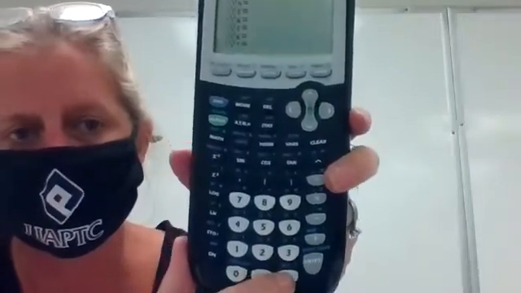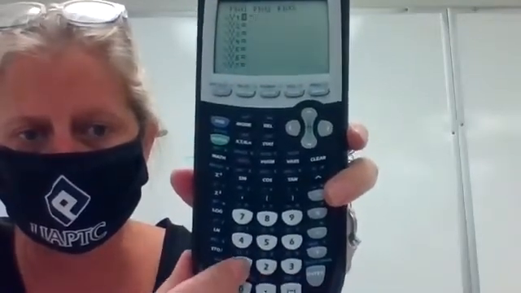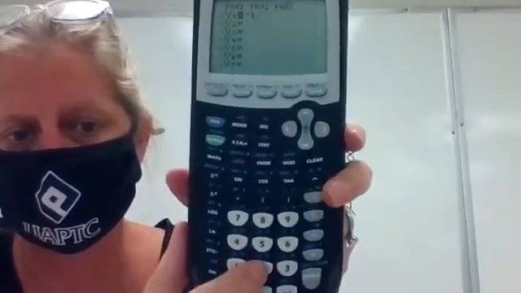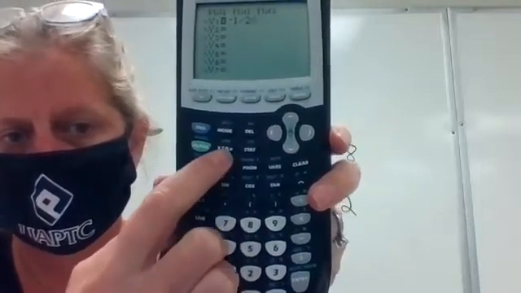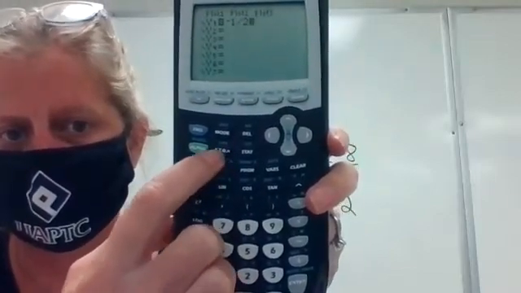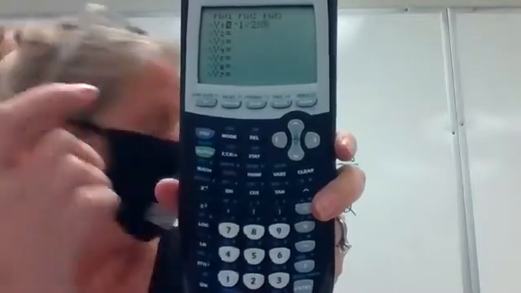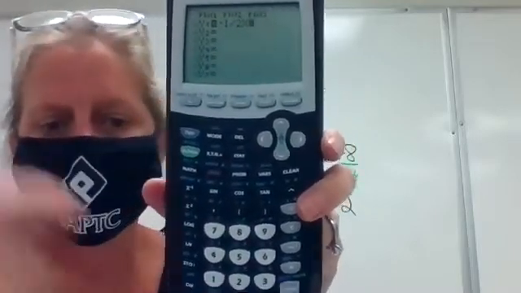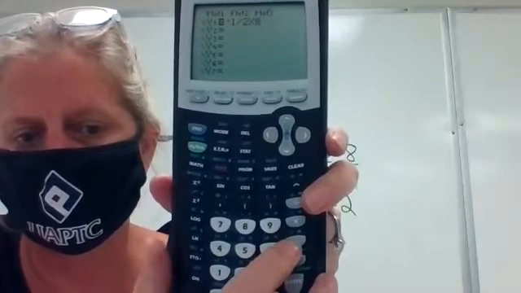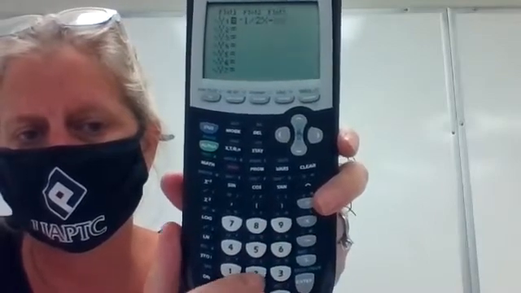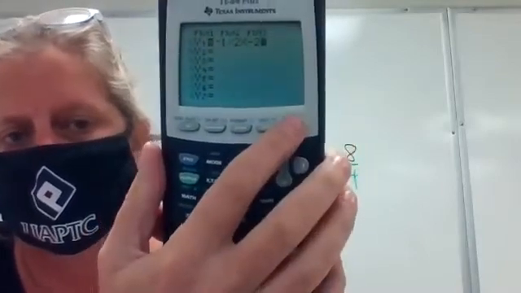So this is negative 1 divided by 2. There's your x button. It's got all those symbols on it. So negative 1/2 x minus 2. So minus now 2. And then graph.